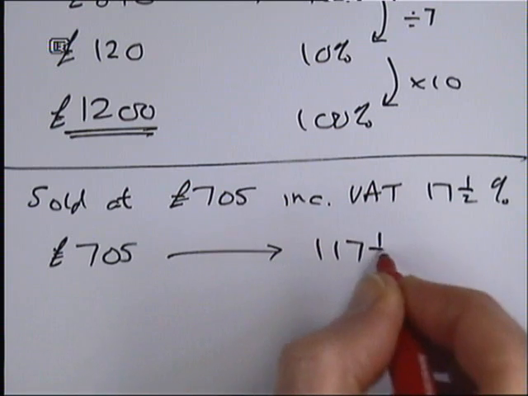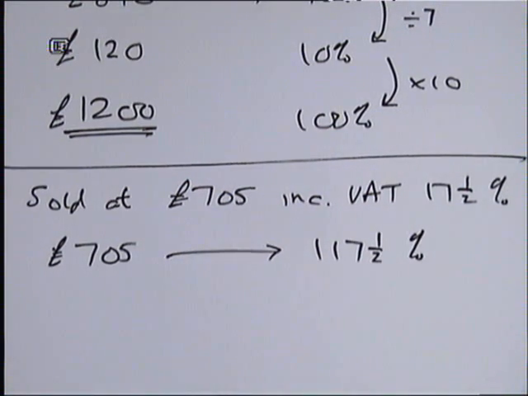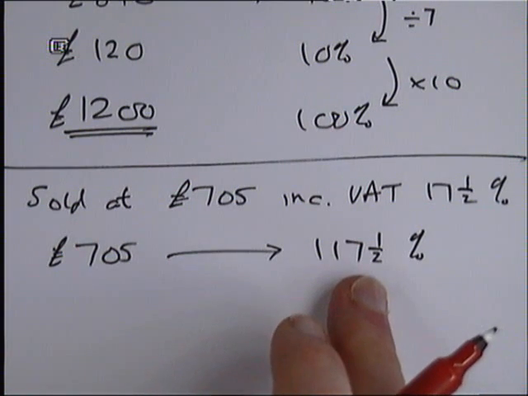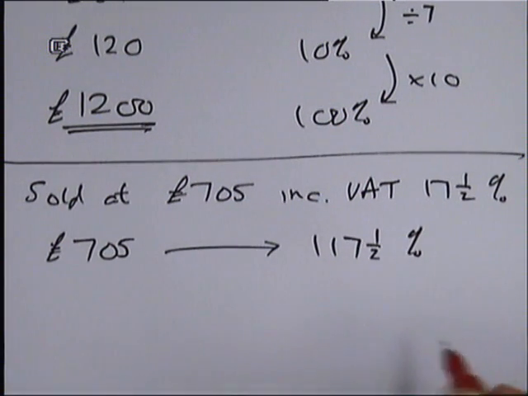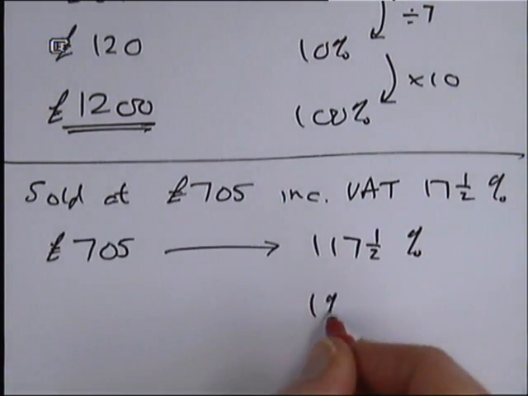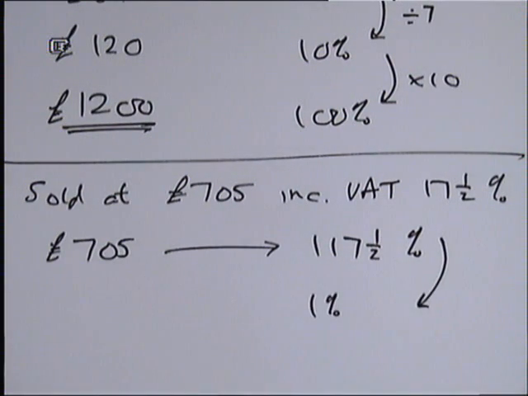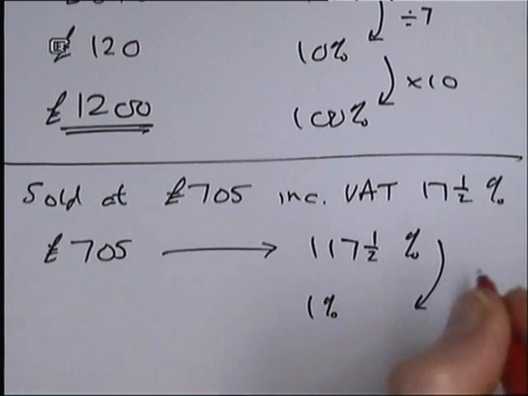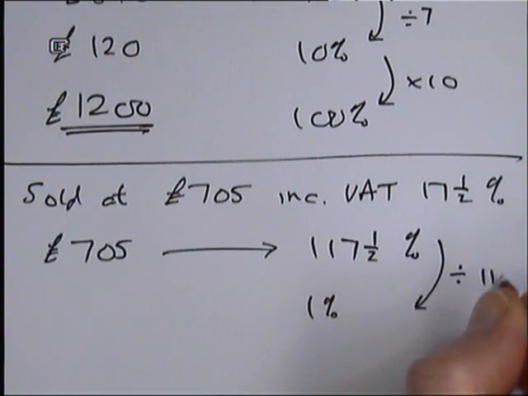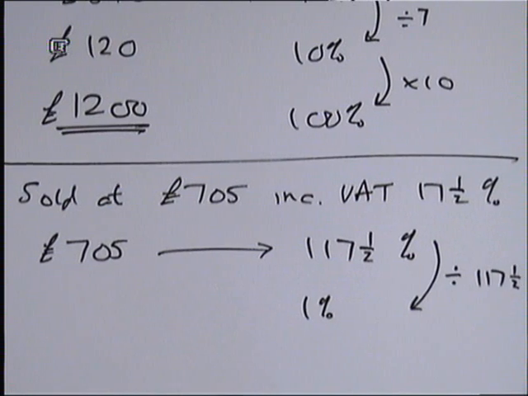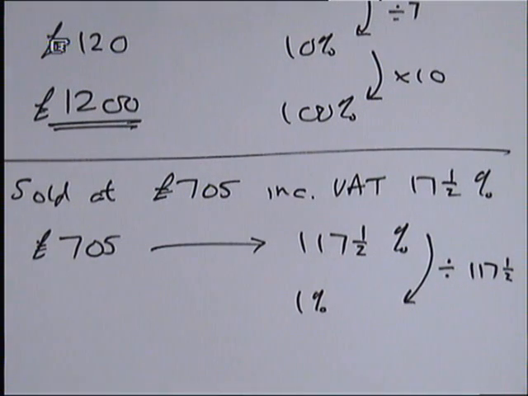It's 117.5%. Now we are after the 100% figure. That's always what you're after in these questions. Well, we can't get 10% so easily from here. But if we've got a calculator, it's no big deal. We'll go straight to 1%. How can you get from 117.5 to 1%? You divide by 117.5.